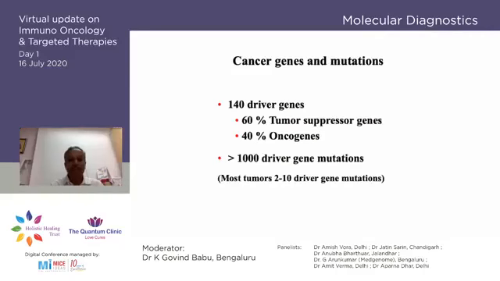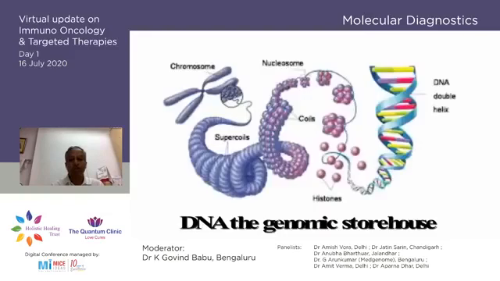I'll just give a brief about why we need to do it, because as Ricky already laid the nice foundation, we're always looking at cancer genes and mutations. There are about 140 driver genes. 60% of them are tumor suppressor genes, 40% are oncogenes, and more than 1,000 driver gene mutations are known today. And most tumors have anywhere from 2 to 10 driver mutations. So this is a very familiar picture for all of you, that we know DNA is the genomic storehouse, but we have taken a long time from knowing this to using this to the advantage for our patients.